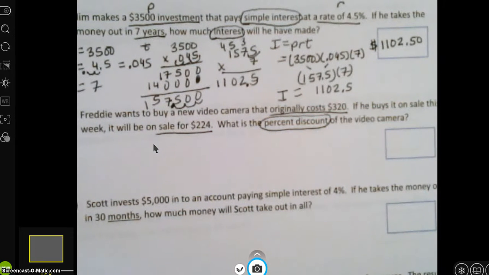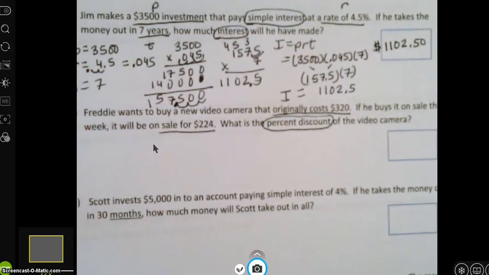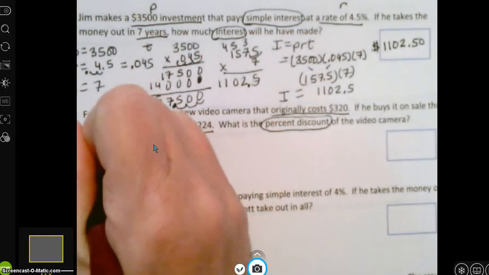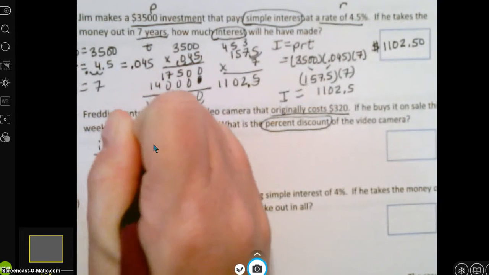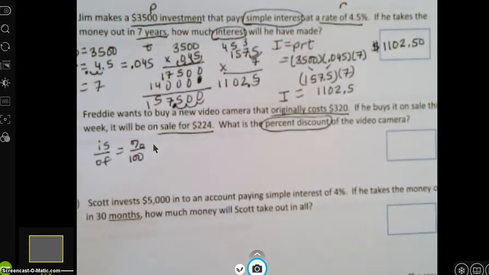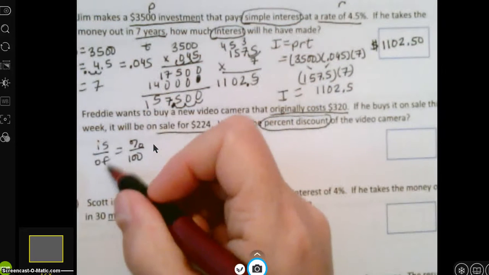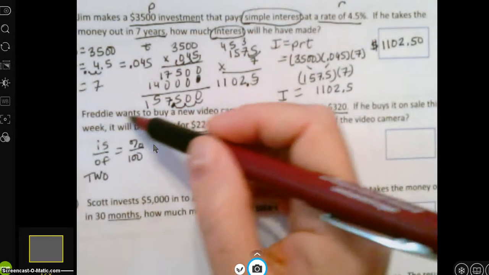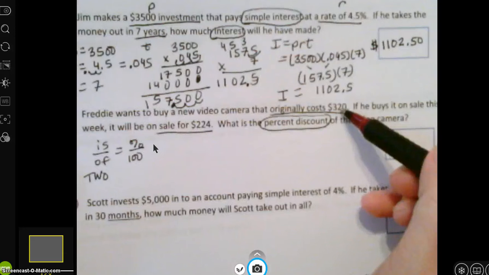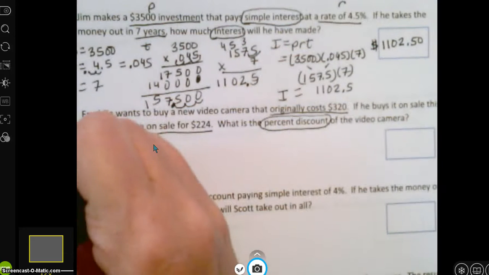So guys, remember, this is a type of problem where I do not see a percent. We cannot change the percent to a decimal and multiply. We can't do that. So this is going to be is over of equals percent over 100. So remember, of is your TWO, your total whole original. So Freddie wants to buy a new camera that originally, there's my O right there, $320.